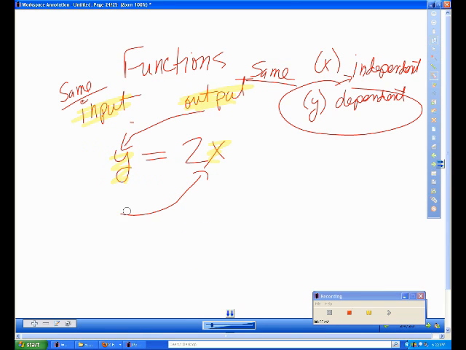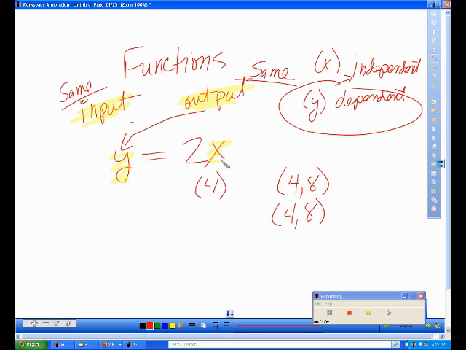So let's say, for example, that I decide that I want x to equal 4. So I'm going to put a 4 into my function. 2 times 4 is 8. So that means that (4, 8) is one solution for that equation. Let's say I decide I want to put in a 4 again. Does it change? 2 times 4? Nope. Still 8. If I put in a 4, I'm still going to get out an 8.